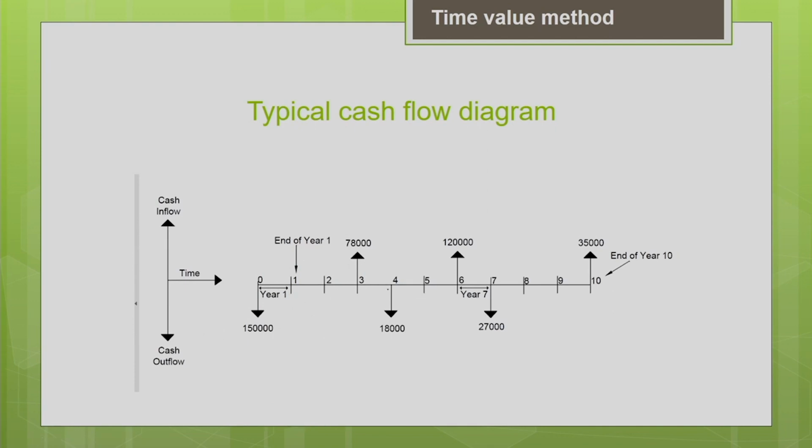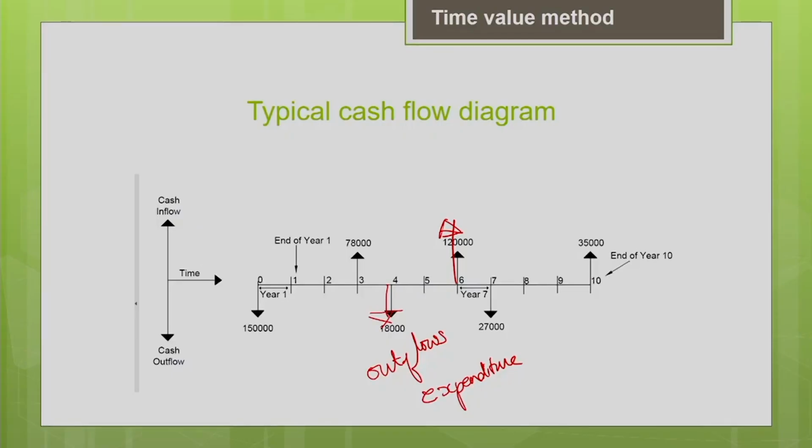The cash flows which are pointing downward are cash outflows. Basically your expenditure is your cash outflow. Cash outflows are represented as arrows pointing downward, and cash inflows are represented as arrows pointing upward. So all your revenue, income, receipts, whatever is a cash inflow. For example, if you are going to sell your equipment at the end of the useful life of the machine, that salvage value is your cash inflow, which will be represented as an arrow pointing upward. These things we have to keep in mind. We are going to use the cash flow diagrams to discuss the compounding factors.